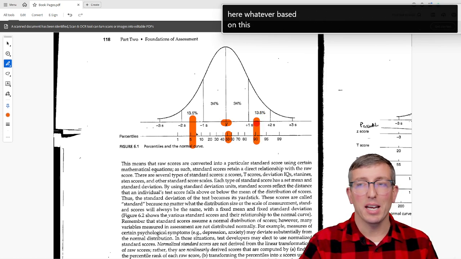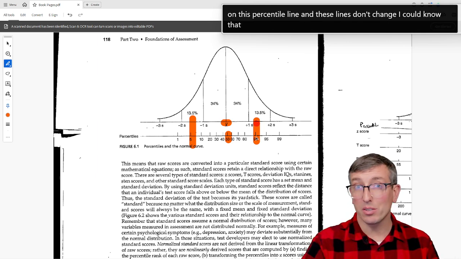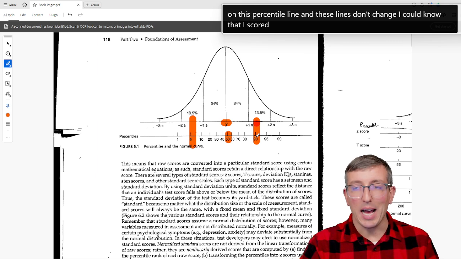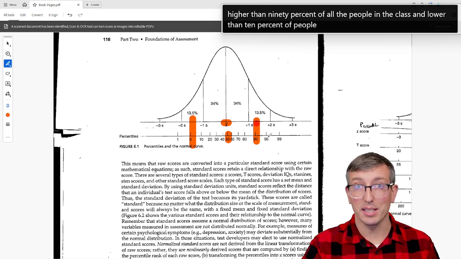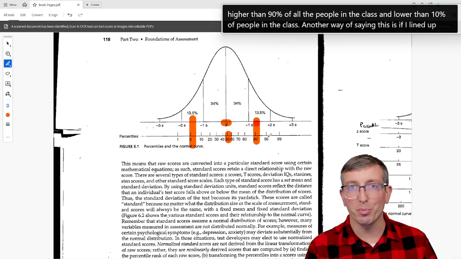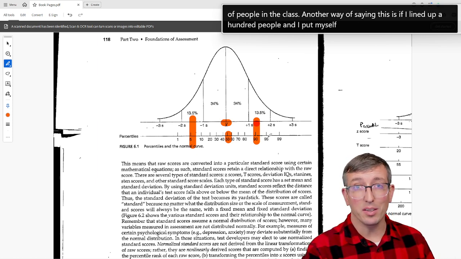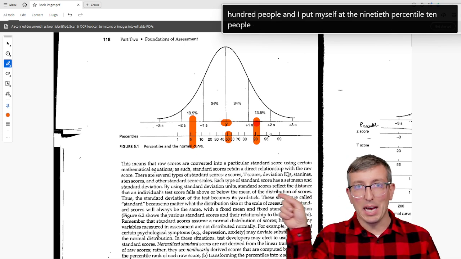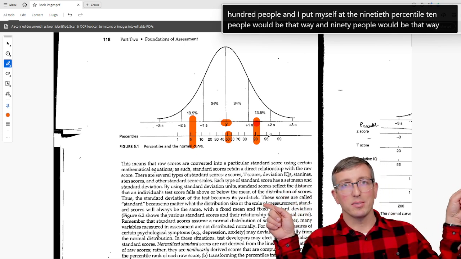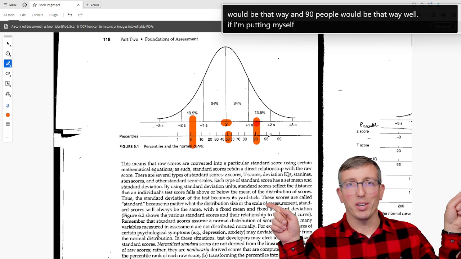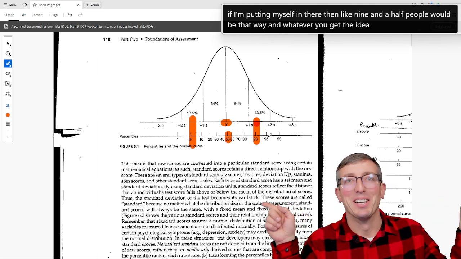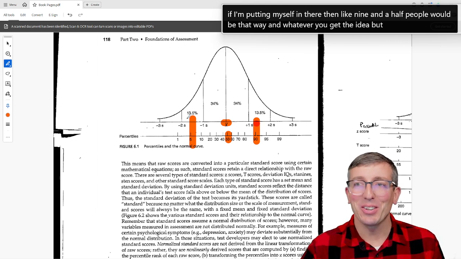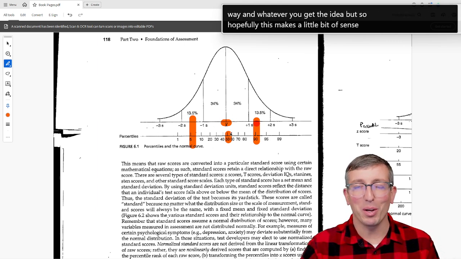Based on this percentile line, and these lines don't change, I could know that I scored higher than 90% of all the people in the class and lower than 10% of people in the class. Another way of saying this is if I lined up 100 people and I put myself at the 90th percentile, 10 people would be that way and 90 people would be that way. Well, if I'm putting myself in there, then like 9.5 people would be that way and whatever, you get the idea. But so hopefully this makes a little bit of sense about what percentiles are for.